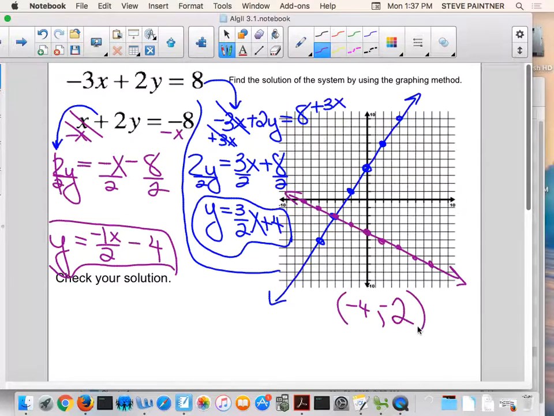-4, -2. We think that's right. But there's a huge possibility you did it wrong. Because if you graph one line wrong, it's going to be wrong. Right? So do what? Check. And check doesn't take long. Just put in -4 for x and -2 for y. Here I go. First equation. -4 goes in for x. And -2 goes in for y.